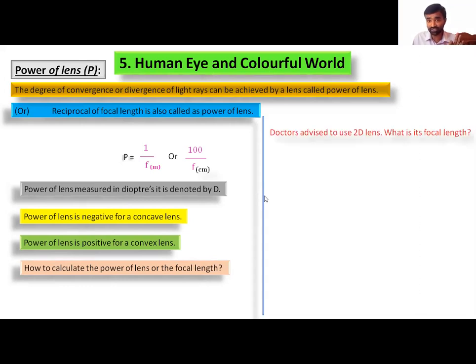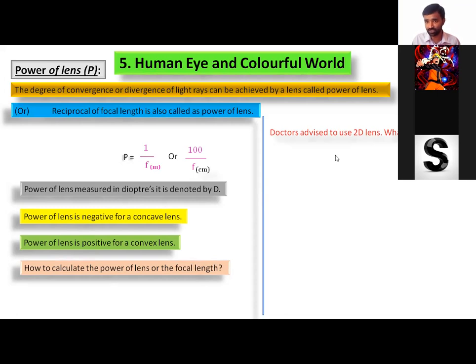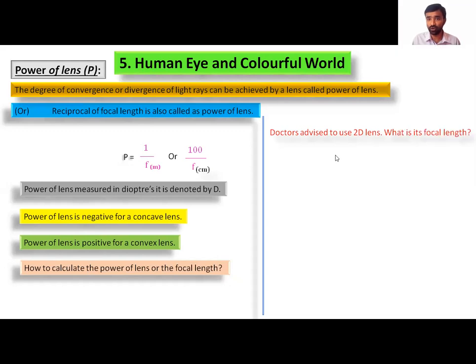So simply observe here. The doctor's advice is to use a 2D lens. What is the focal length? The question is given like this. So what is given actually here? The power of the lens or the focal length? 2D. The power of the lens is given. So P equal to 2D. Is it given positive or negative? Positive. So P equal to 2D.